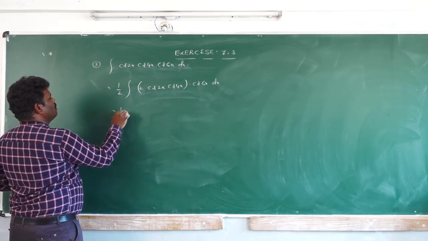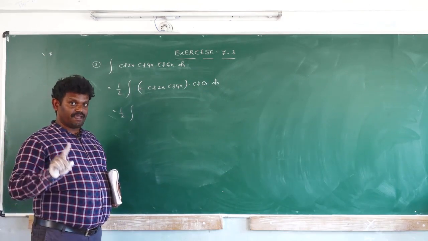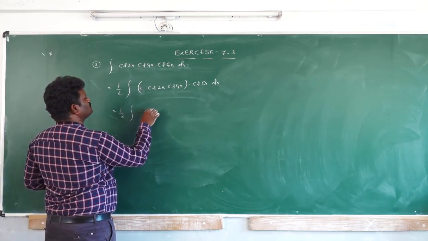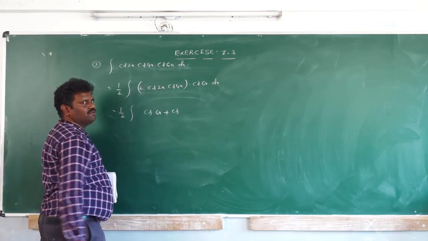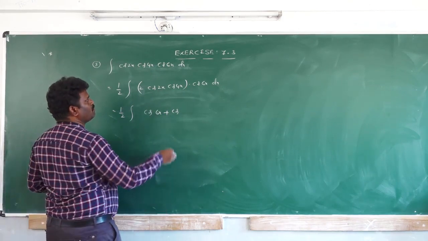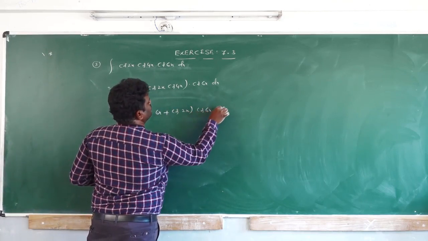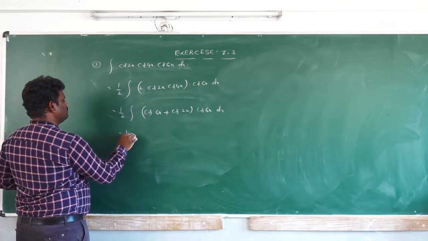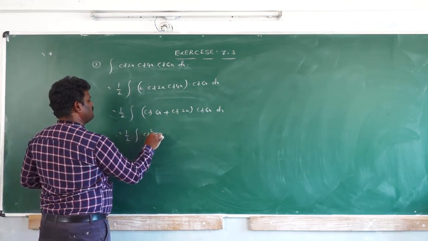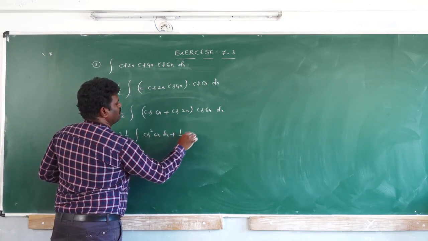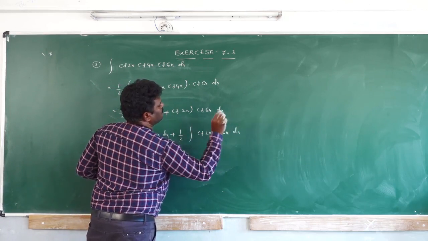That is equal to 1 by 2 integral of 2 cos A cos B, which means cos of A plus B plus cos of A minus B. So cos of A plus B is 6x, plus cos of A minus B is 2x minus 4x, minus 2x, but cos of minus theta is cos theta, so cos 2x, no problem. Then 1 by 2 integral, multiplying with cos 6x: cos 6x into cos 6x, cos square 6x dx, plus 1 by 2 integral cos 2x into cos 6x dx. Okay?